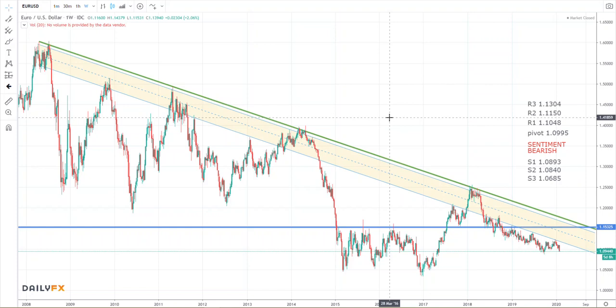So the European euro versus the US dollar. The date is February 9th, 2020. We can see here in the weekly chart, we have a long-term downtrend, which had some short-term bullish action on the euro, which was quickly rejected and shot back down.